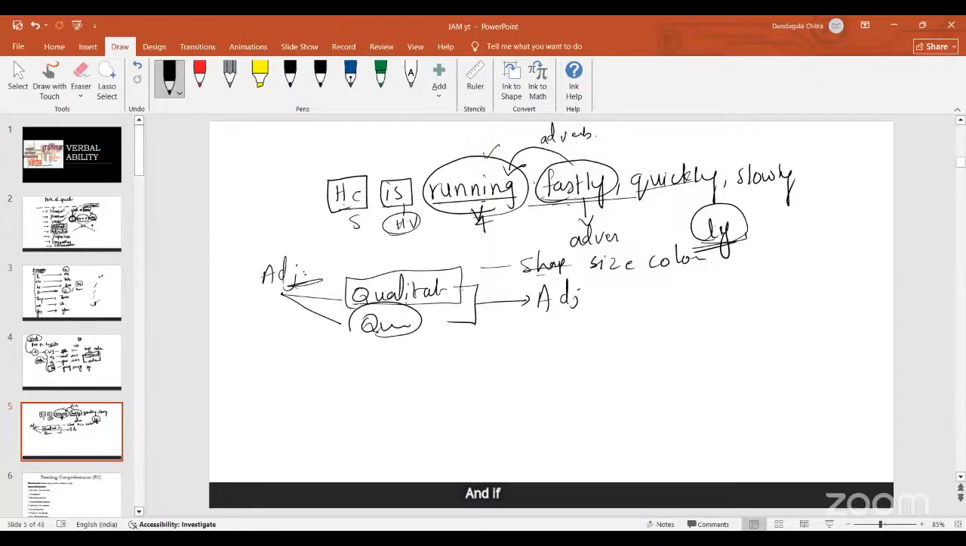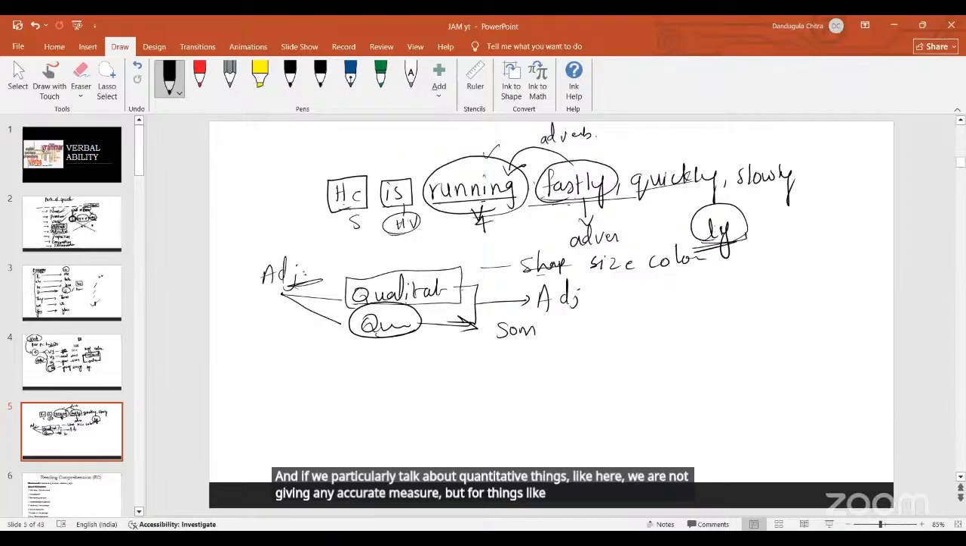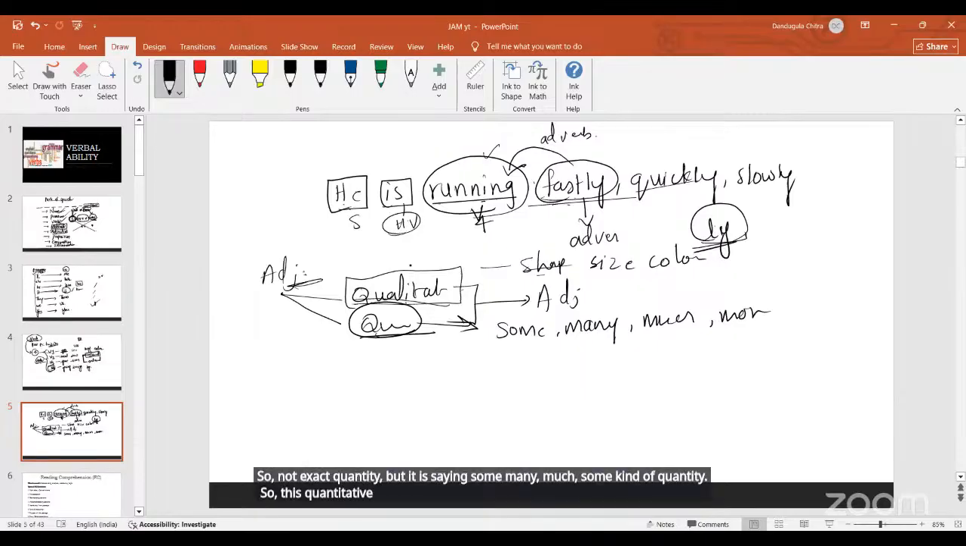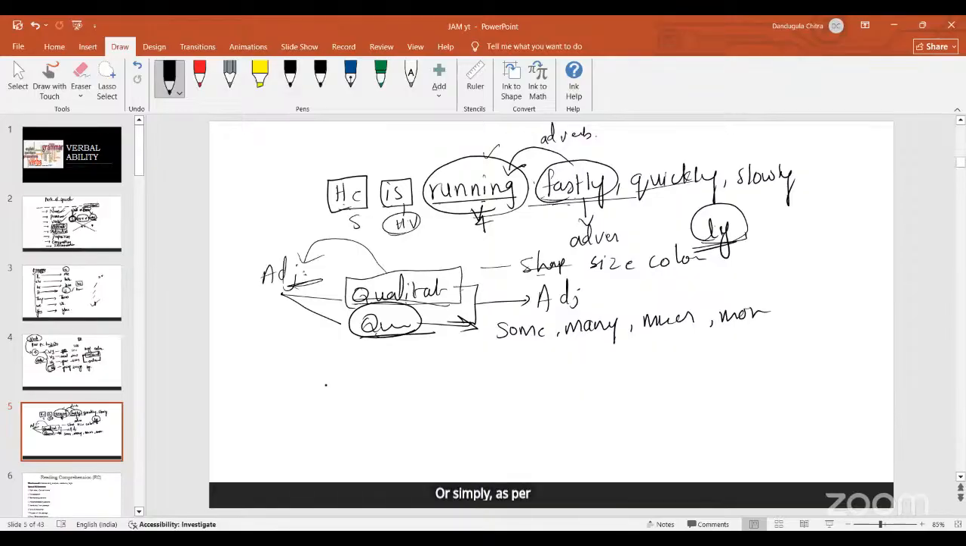And if we particularly talk about quantitative things, here we are not giving any accurate measure, but words like some, many, much, more, few indicate some kind of quantity, not the exact quantity. So these quantitative as well as qualitative things come under the adjective. Or simply, as per the first definition, anything that describes the noun is an adjective. Can you say one example, one sentence example?